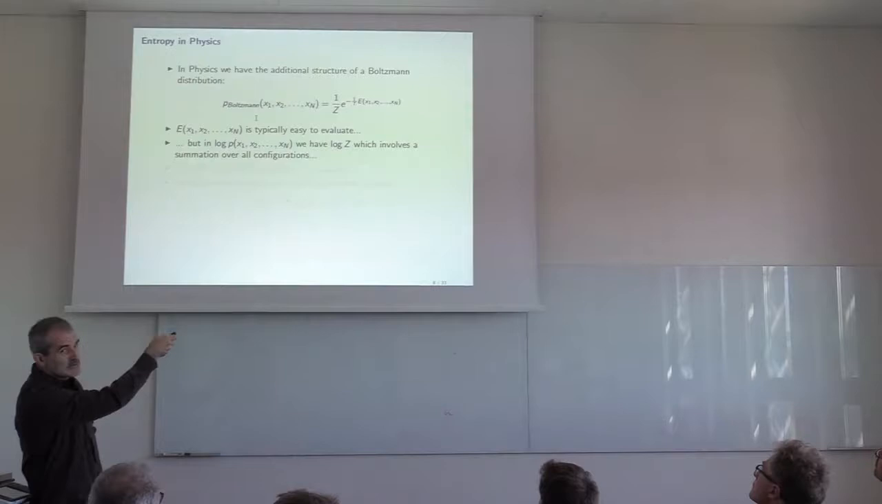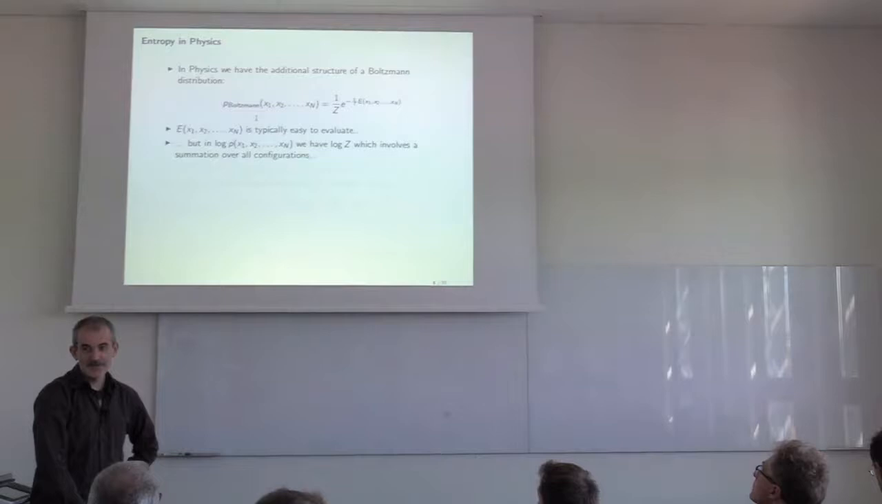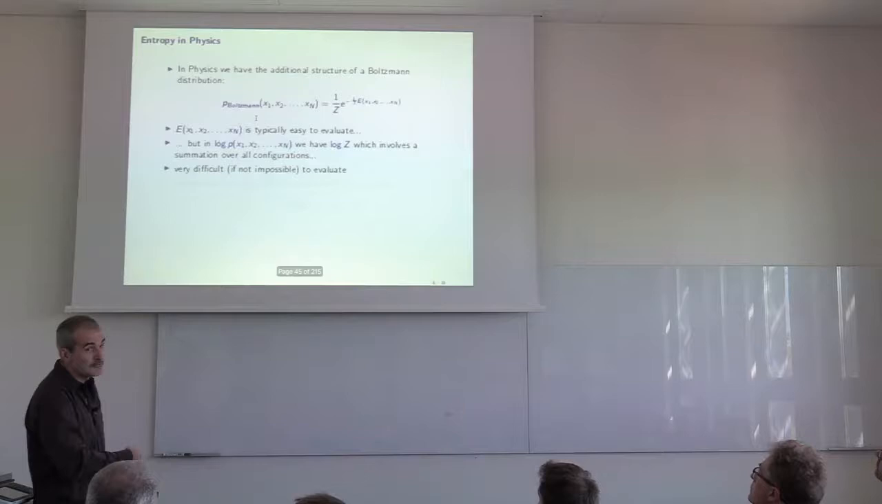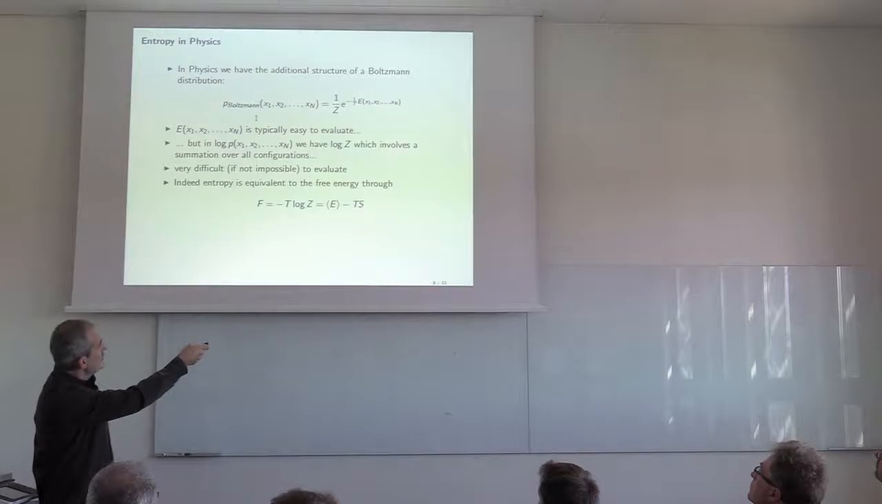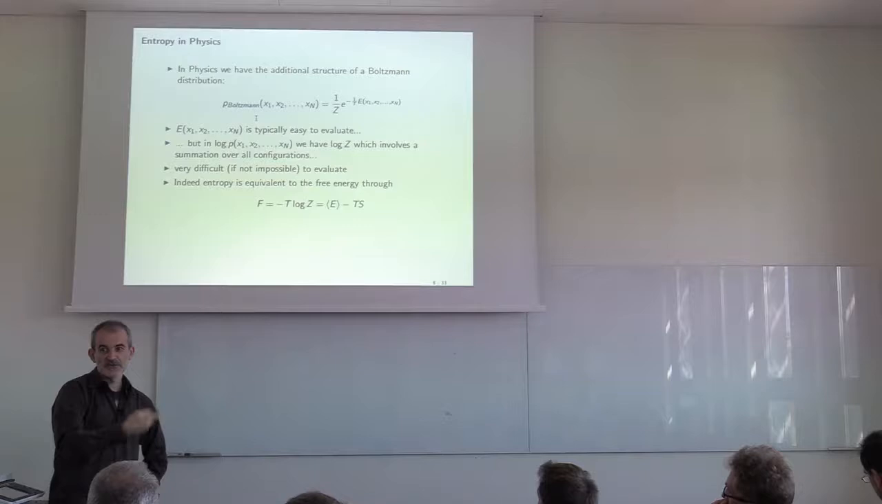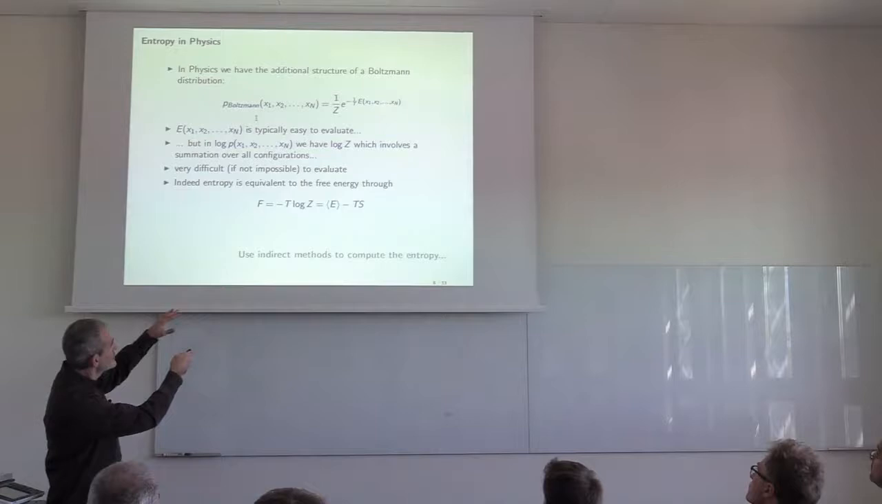And of course, in log of Z, we have to sum over all configurations. And therefore, for the Ising model, we have to sum over 10 to the 120 configurations in principle, or somehow estimate it in a reliable way. And this is extremely difficult, if not impossible, to evaluate. So in this context, computing entropy is equally difficult as computing the partition function or the free energy, because, of course, the expectation value of the energy is very easy to compute from Monte Carlo data.